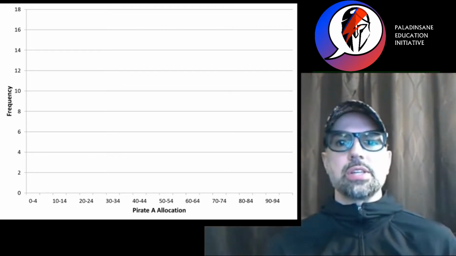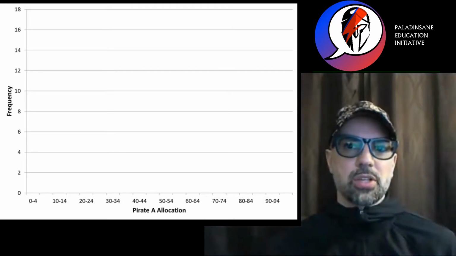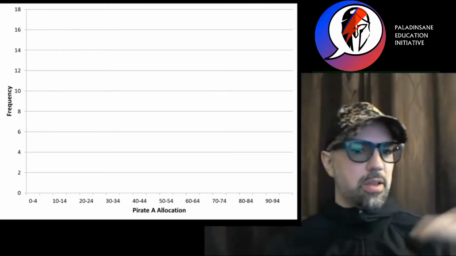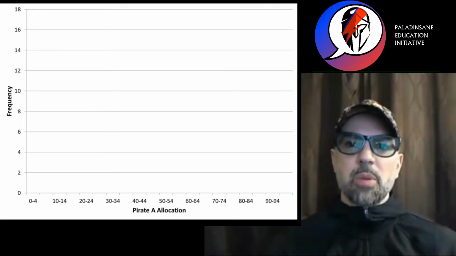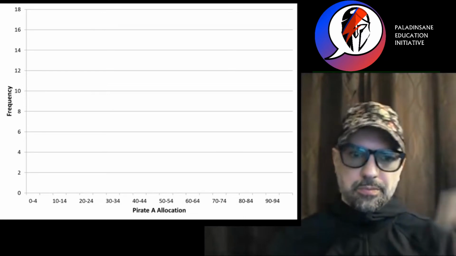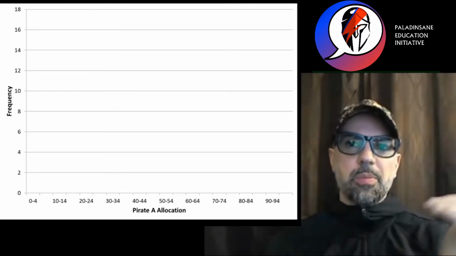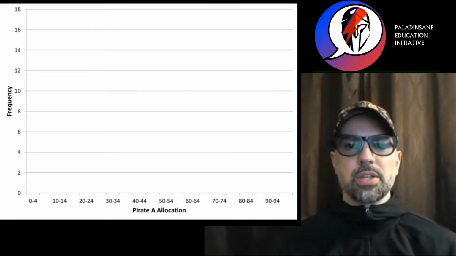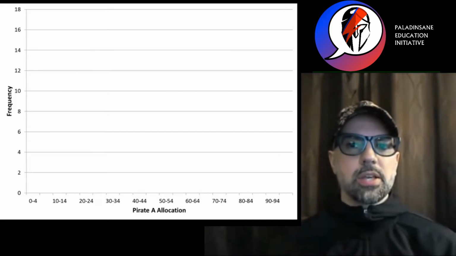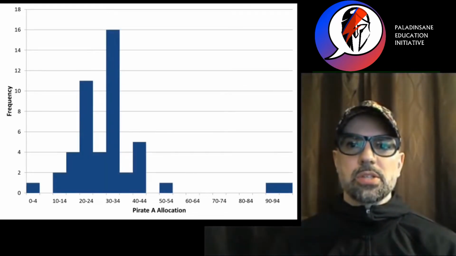And this is how many students came up with that solution. So I've been collecting this data. I think this was across a couple of classes. But basically, the higher the bar, the more people chose to do that solution. So what were our results? Well, these are the results right there.